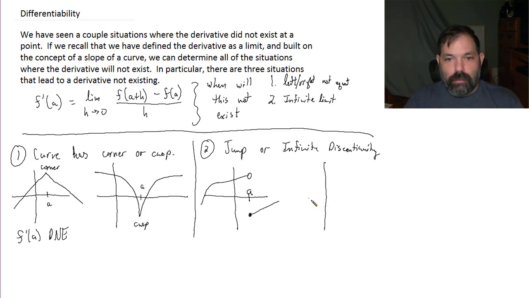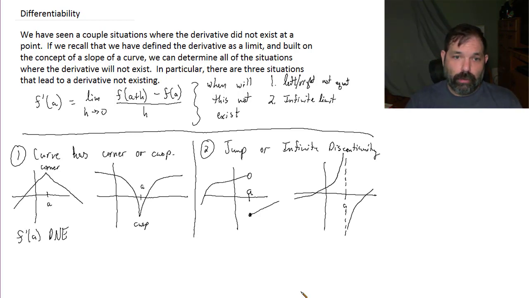An infinite discontinuity. That might be a curve that has a vertical asymptote at A. So here's A, and if we had some sort of vertical asymptote, maybe the curve does something like this, and then like this. Again, the derivative would not exist at A. Because again, that special limit would not be the same on the left-hand side and the right-hand side for the jump discontinuity. And then for the infinite discontinuity, the slope would become infinite. And officially, that's a does not exist situation for the slope.